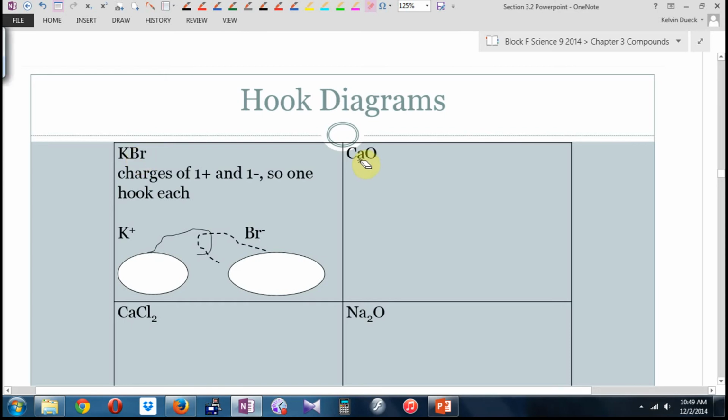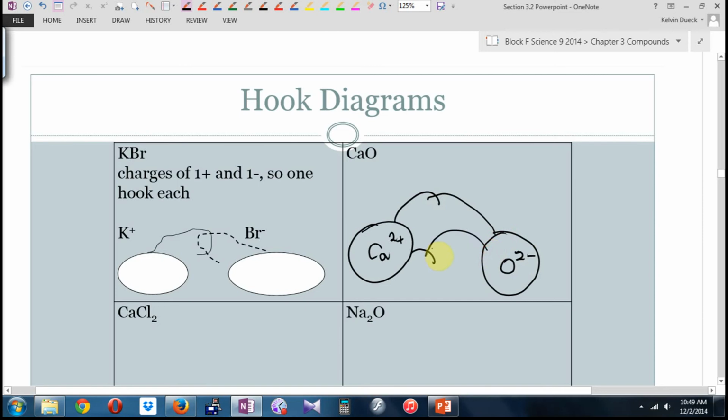Calcium. So if I was imagining calcium 2 plus, I would say it has two hooks. If I was imagining oxygen 2 minus, I would say that it has two hooks. Is every hook hooked up with another hook? And I know it's a lot of the word hook in one sentence, but we all pair it up. We need one of each. Calcium oxide.